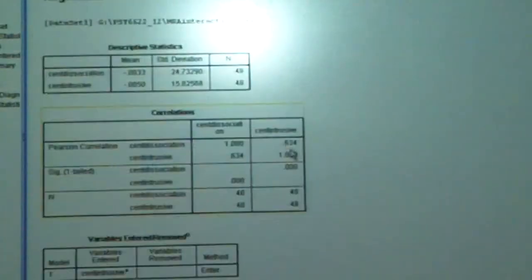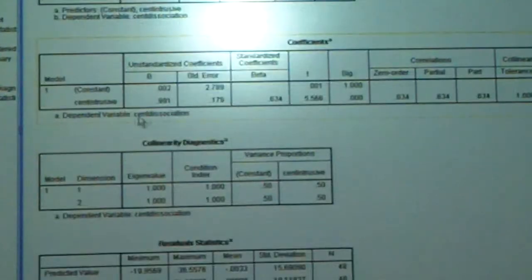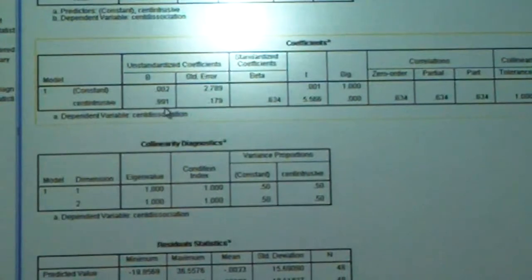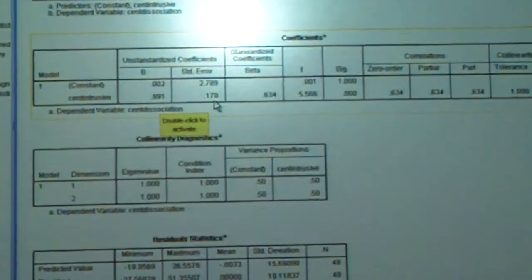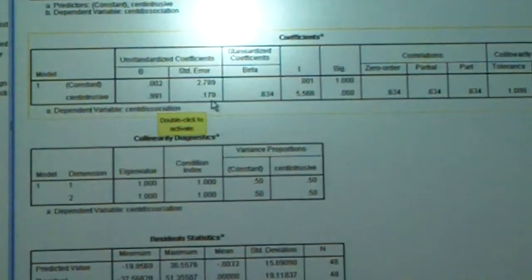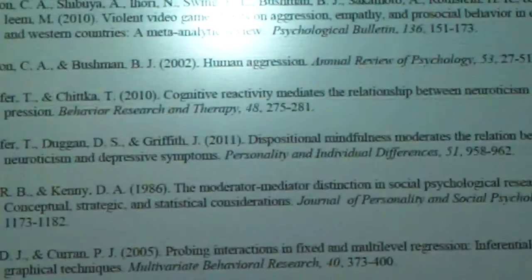Okay, somebody write down this number for me. We need these two numbers. What you're looking for in the coefficient is the B weight, 0.991, and its standard error, 0.178. Got it? So now I go back to that website.